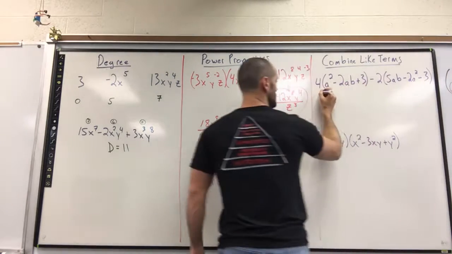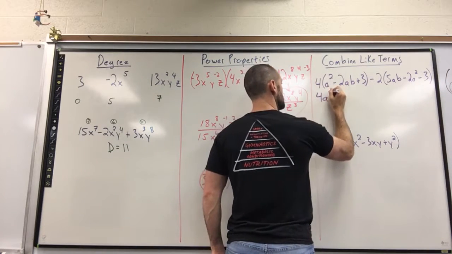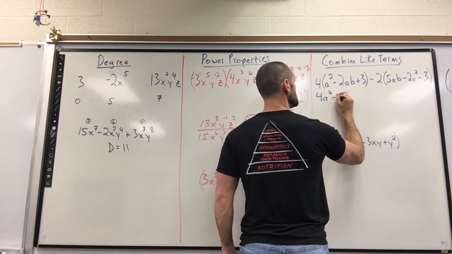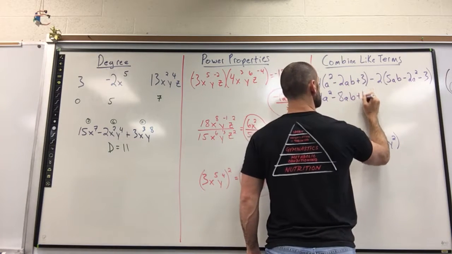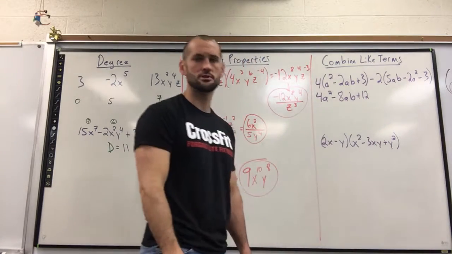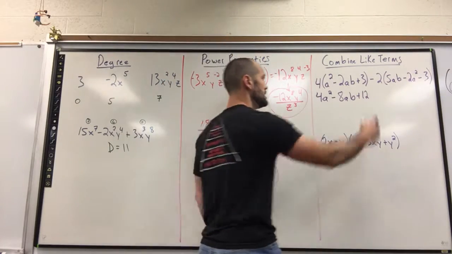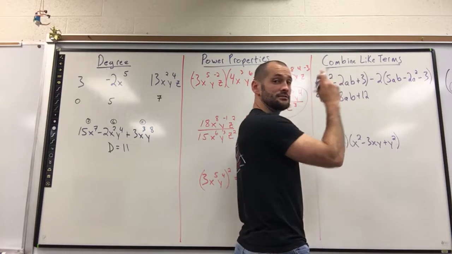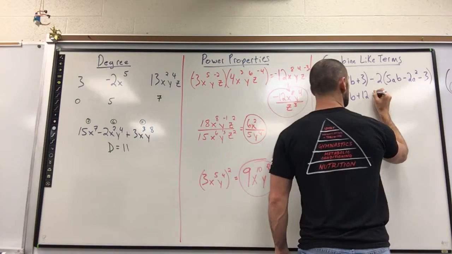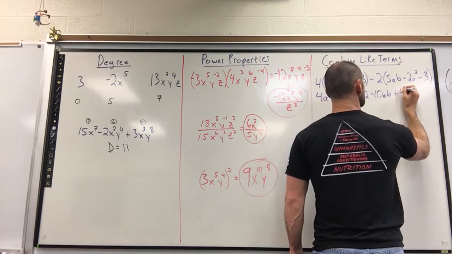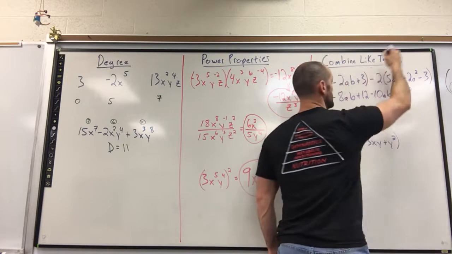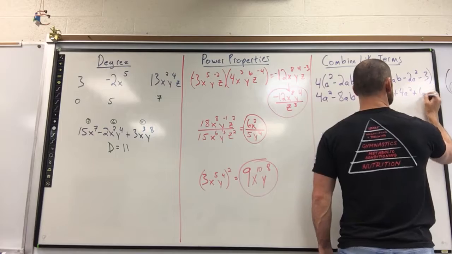Distribution. We get a 4a squared minus 8ab plus 12. Distribution. Everybody's fine. Plain and simple. Distributing a negative 2. Don't lose your negative. We get a negative 10ab plus 4a squared plus 6.